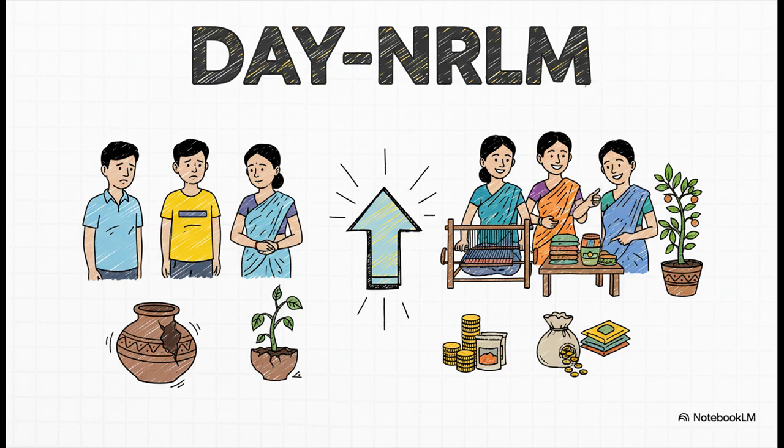And the main government scheme that's scaling this amazing model up across the entire country is the Deen Dayal Antyodaya Yojana National Rural Livelihoods Mission, or DAY-NRLM for short. Its core mission is simple: reduce poverty by promoting these self-help groups.